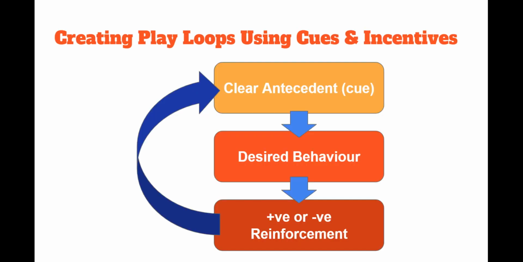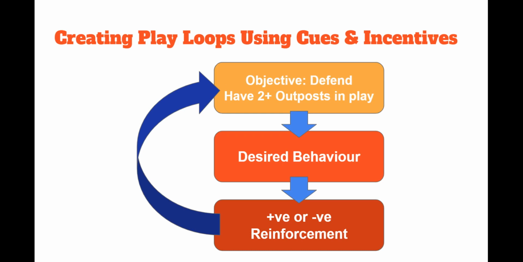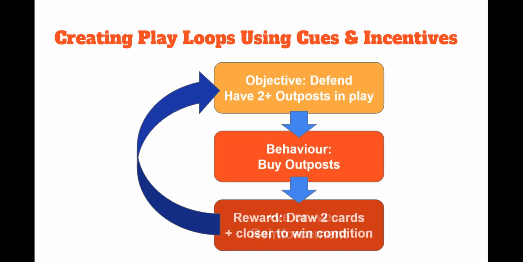So the last thing I want to talk about is how to create play loops by using cues and incentives. If we have clear incentives, that leads to desired behavior, we're going to get positive or negative reinforcement. An example from Star Realms might be the objective defend, where we need to have two or more outposts in play. We might buy the outpost as a behavior, and our reward is to draw two cards, and we're closer to our win.